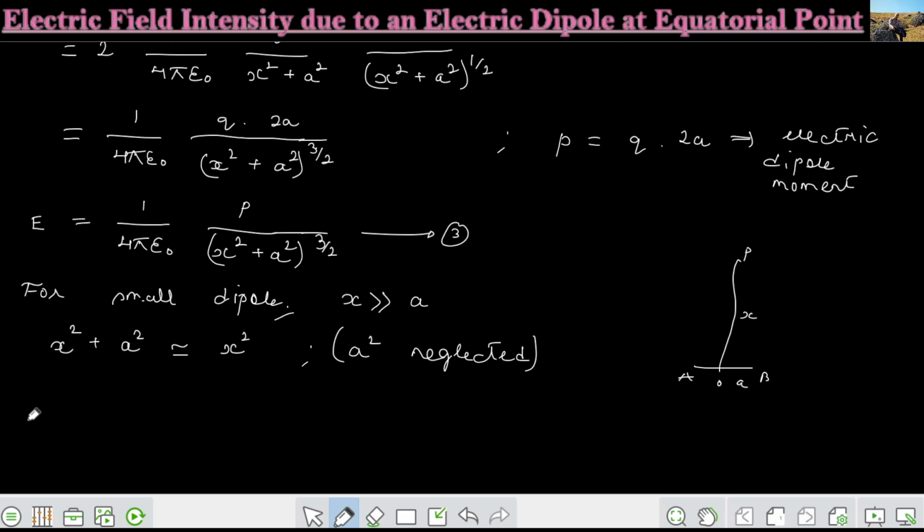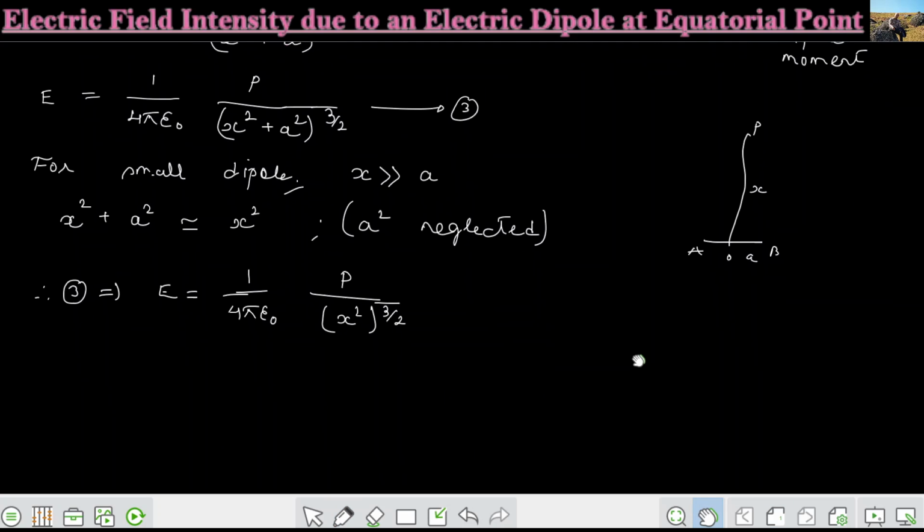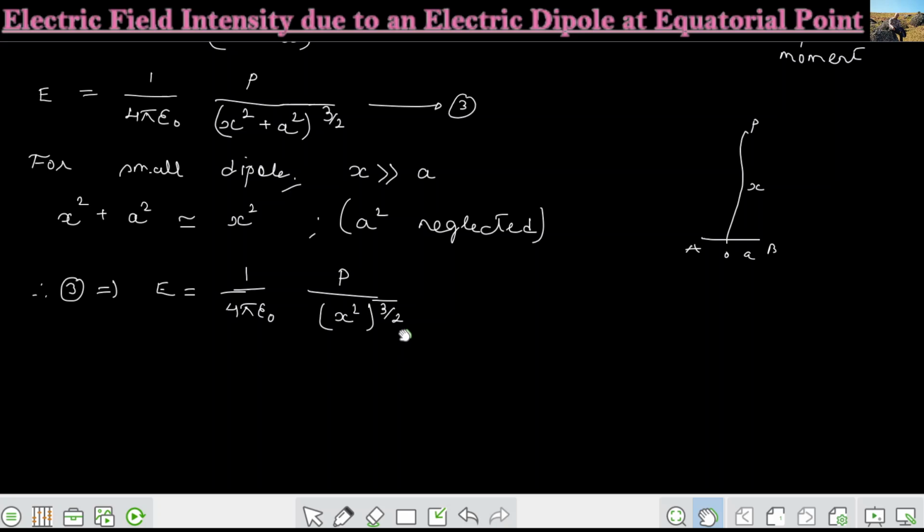So if it can be neglected, equation 3 reduces to E equal to 1 by 4 pi epsilon naught, then P divided by x squared to the power 3 by 2. From here, using simple mathematics, this 2 and this 2 can be cancelled. So what do you get?